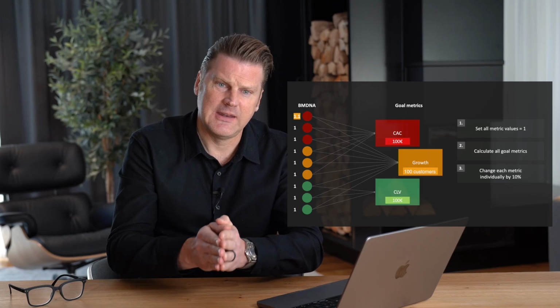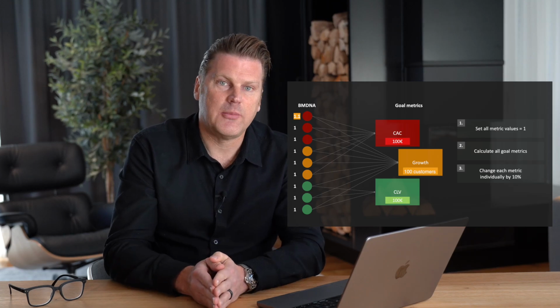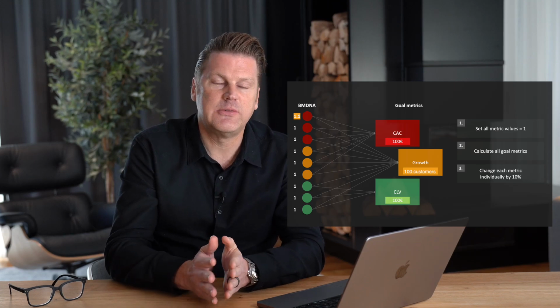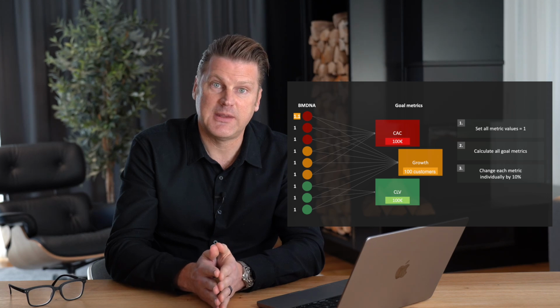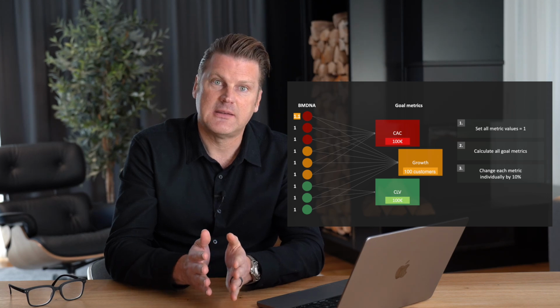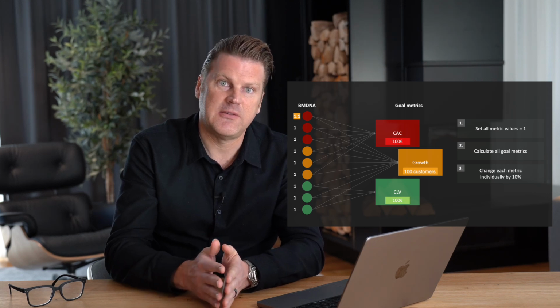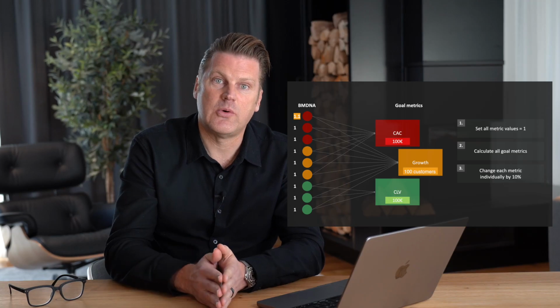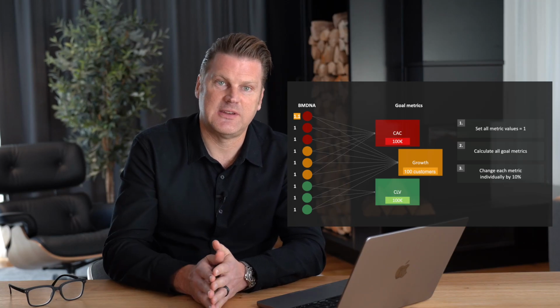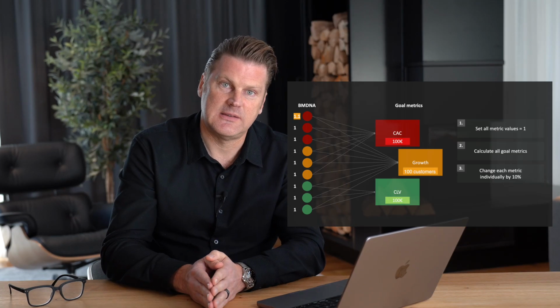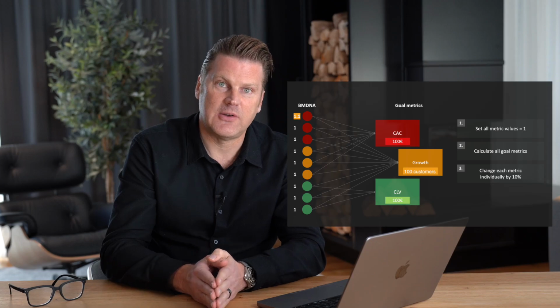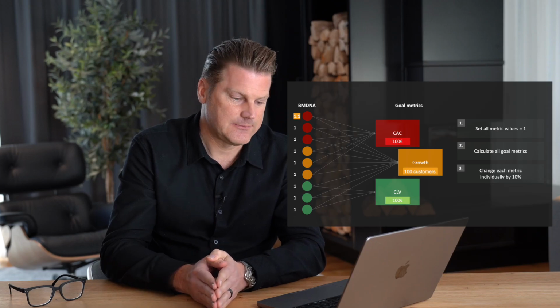To give you a hint or an idea, a medium complex business model might have 50 to 60 metrics in the business model DNA, but the key metrics might be just 5, 7 or 10. So it's just a fraction of the whole metrics list. So please figure out what the key metrics are.